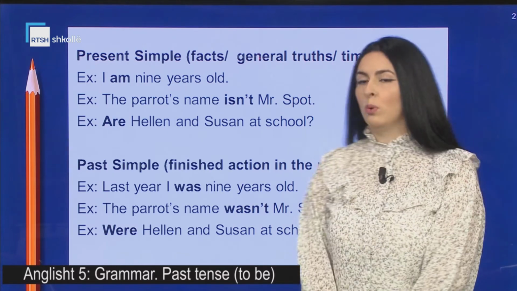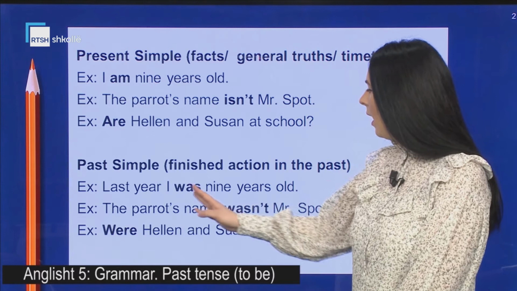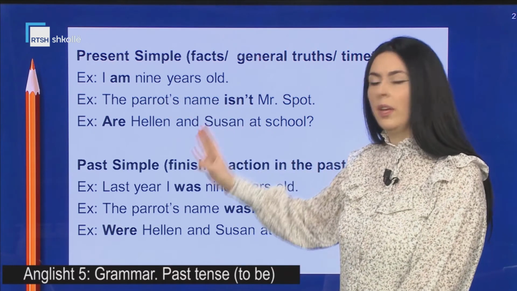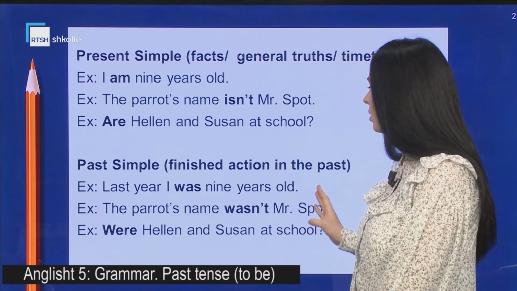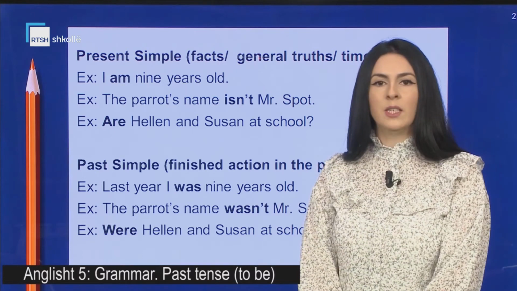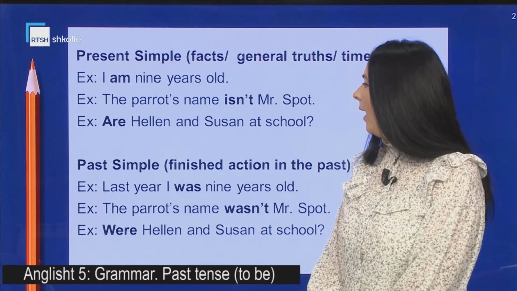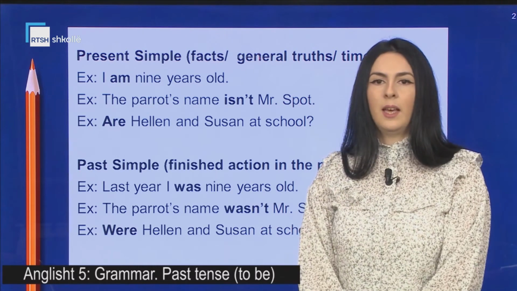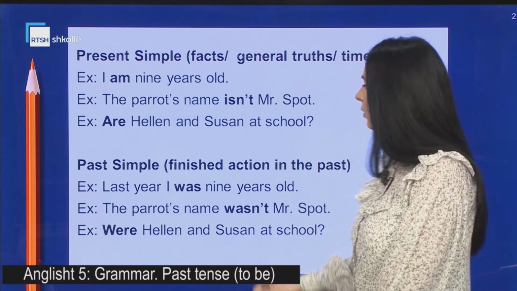The past simple tense is used to talk about a finished action in the past. So, the sentence "I am 9 years old" becomes "Last year I was 9 years old," or just "I was 9 years old." The parrot's name isn't Mr. Spot becomes the parrot's name wasn't Mr. Spot. So isn't becomes wasn't. The last one, are Helen and Susan at school, becomes were Helen and Susan at school? In this case, we transformed successfully three sentences from present simple to past simple. Let's continue.